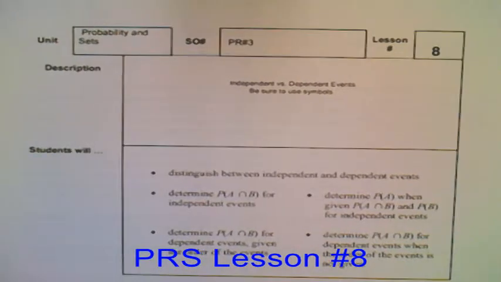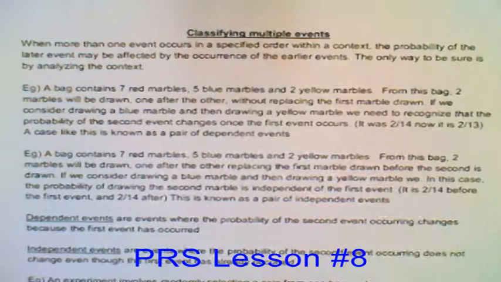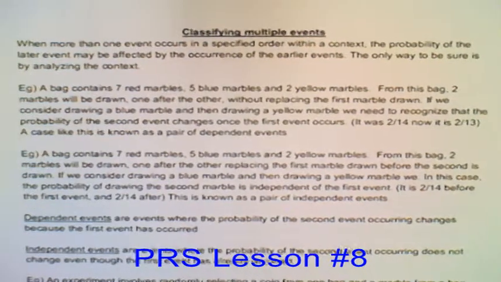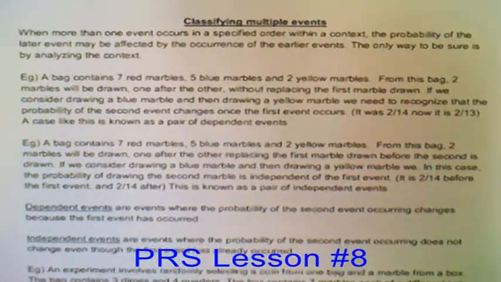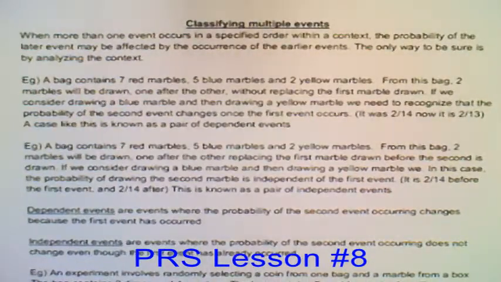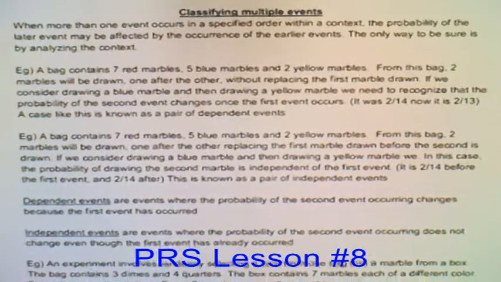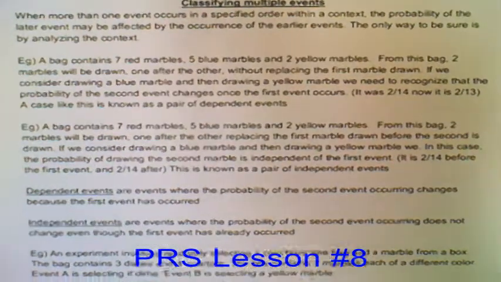Probability and Set Theory 8 is all about multiple events. Dependent or independent events is what we call them, and you'll see that in the descriptor. If you've got multiple things happening, more than one event occurs, the probability of a later event could be affected after the first one happens, and that's the key thing. Sometimes probabilities change after something happens. Sometimes they don't.